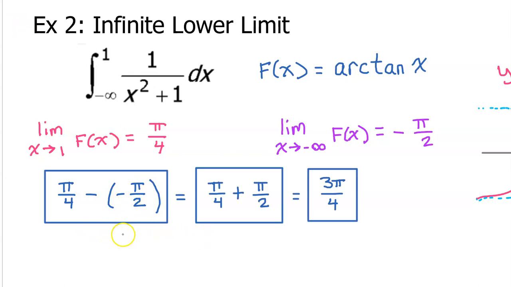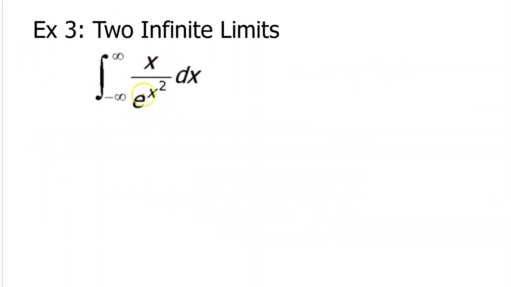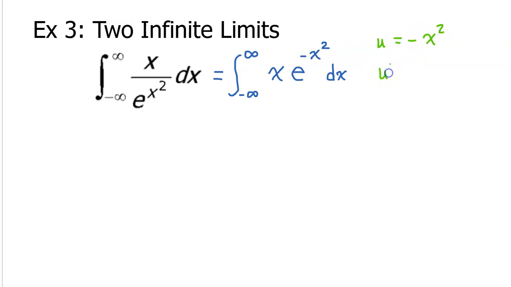So here are three versions of the final answer. In order to find the antiderivative for example 3, we first must rewrite the integrand. We can find the antiderivative by u substitution if we let u equal negative x squared, in which case u prime will equal negative 2x.